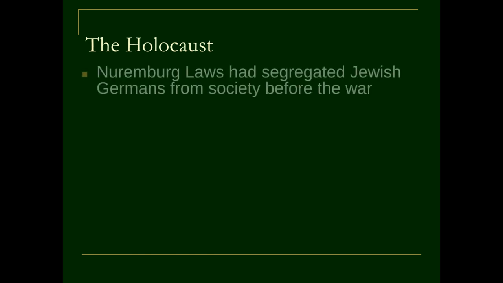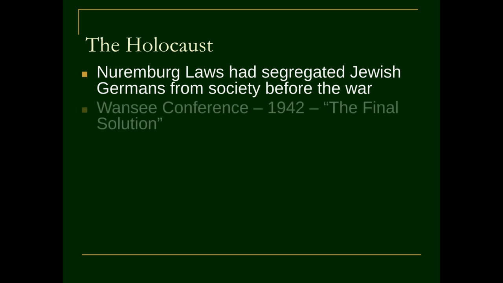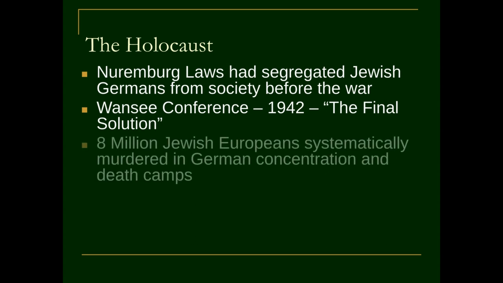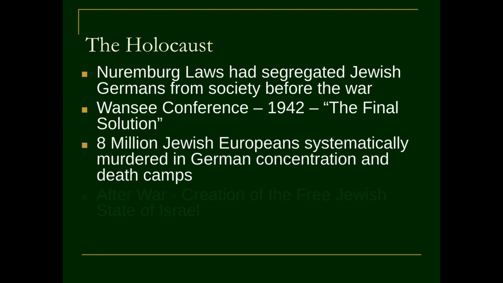Now, one thing that we haven't really discussed is what Hitler did to the Jews, and this is referred to as the Holocaust. Remember, we did discuss the Nuremberg Laws and how they had segregated the Jewish Germans from the society before the war. We talked a little bit about that. The German officials would meet in 1942, coming up with their final solution, which was the complete and total extermination of the Jewish people. This happened at the Wannsee Conference in 1942. 8 million Jewish Europeans were murdered during this period, either dying in concentration camps or dying in death camps.